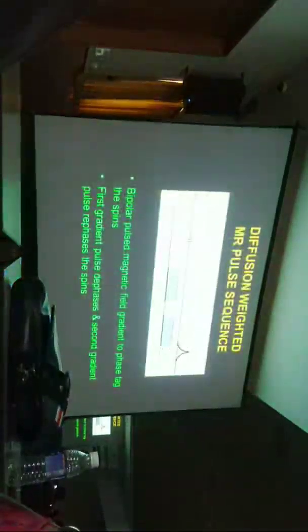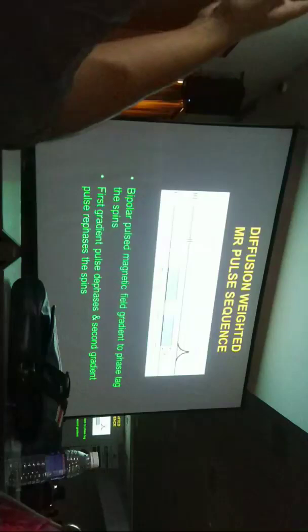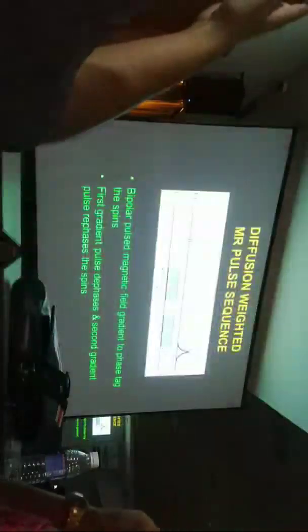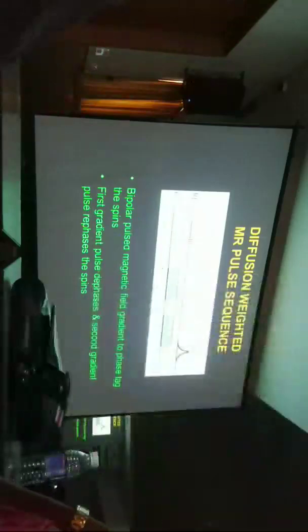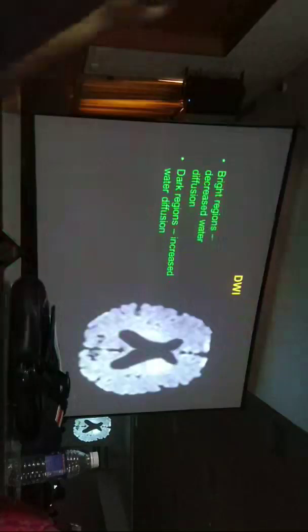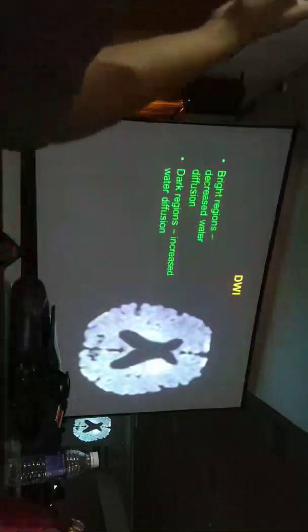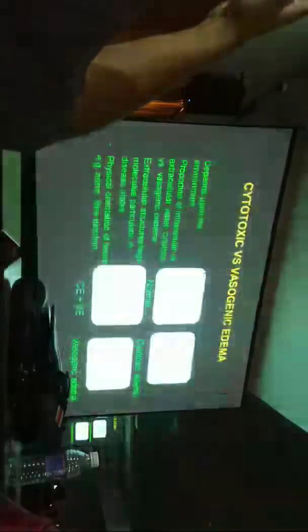The final topic is the diffusion weighted MR sequence. We use a bipolar gradient adjacent to the 180-degree pulse. We get diffusion weighted imaging. You know that on diffusion, the bright area corresponds to diffusion restriction.